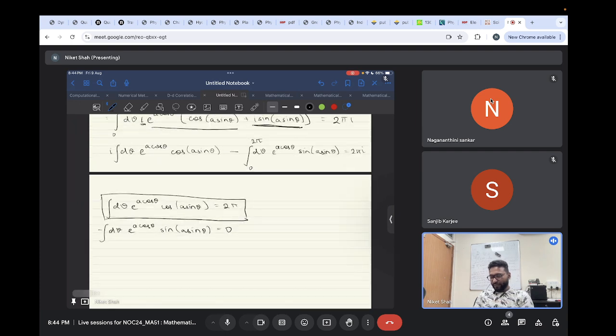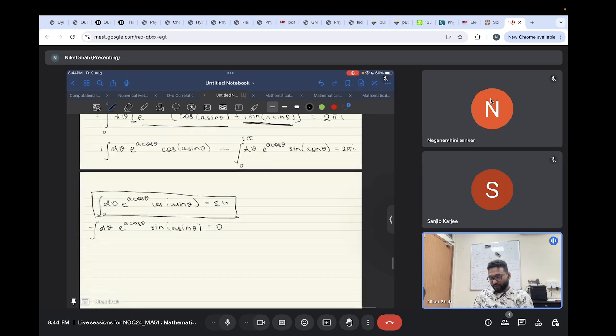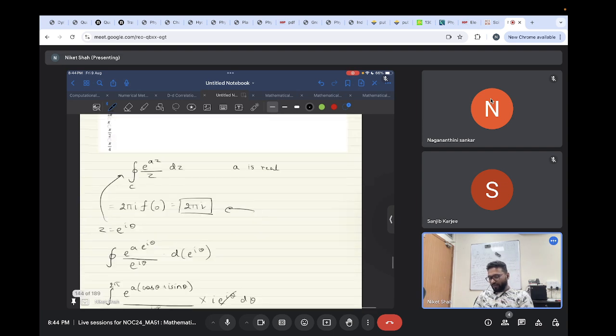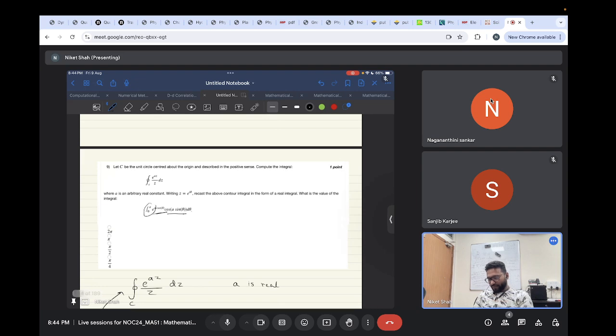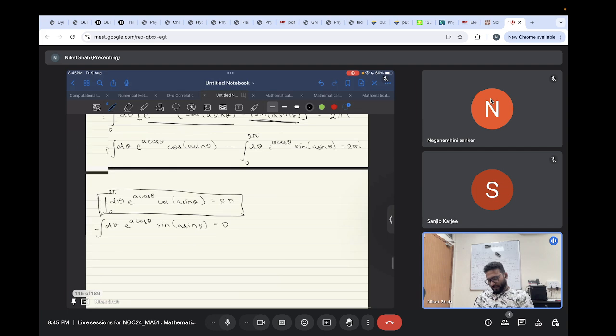This is equal to 2 pi, but sorry, the integral limits are from 0 to 2 pi. For that the value is 2 pi, but what they've asked is 0 to pi. Okay, they've asked for 0 to pi. So how do you convert that? Any ideas?